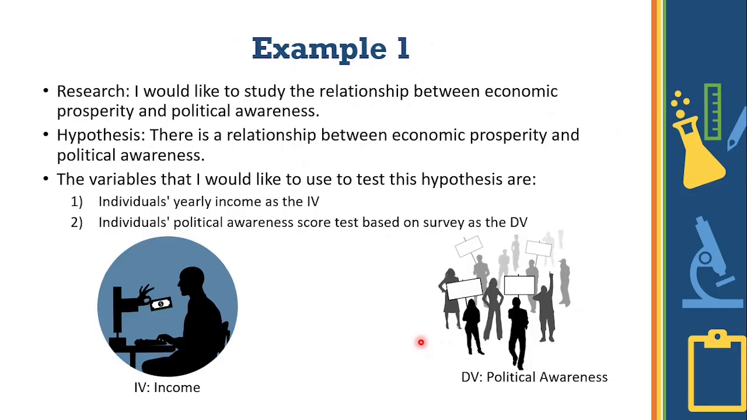In order for me to better explain these definitions and put them into perspective and practical understanding, allow me to use two specific examples. In example one, let's pretend that I would like to study the relationship between economic prosperity and political awareness. In other words, I would like to test whether there's a relationship between how economically prosperous people are and how that relates to their political awareness, how much political information they have.